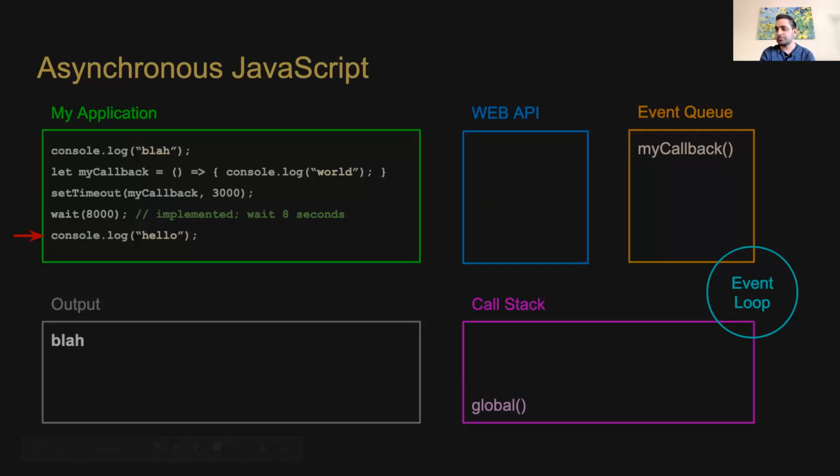Let's proceed. All right. After 8 seconds, we finally completed that task in our application. 8 seconds elapsed. And now we're on to this console.log. Notice that we're going to add that to the call stack, and then we print that. So we get our hello. And now we're actually done with our application.